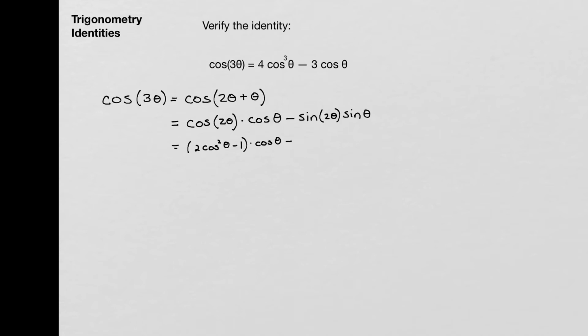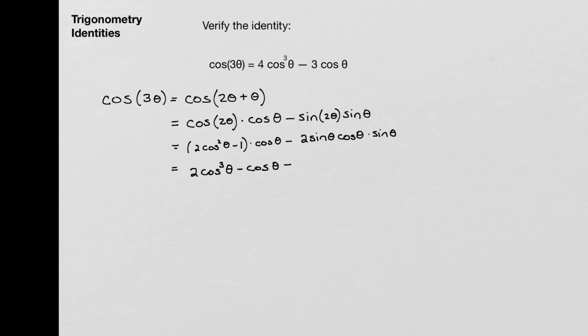minus, now I need to look at my sine 2 theta formula, and I only have one of those, so that's 2 sine theta cosine theta. No choices there. It's nice because then you don't have to worry about what you're choosing. And then that's multiplied by sine theta. And now I can do some algebra, distribute the cosine theta. So I get 2 cosine cubed theta, which is very nice because we have a cosine cubed theta in our ending formula, or our goal, minus cosine theta.